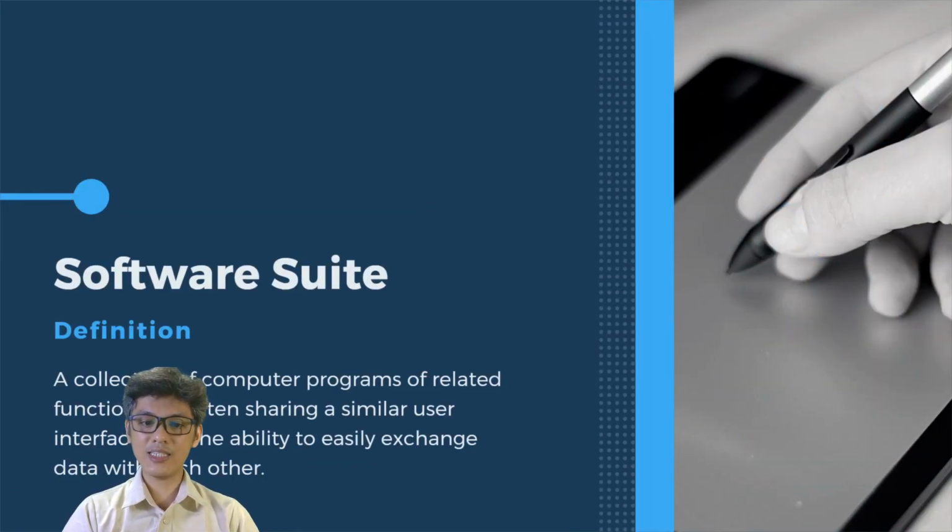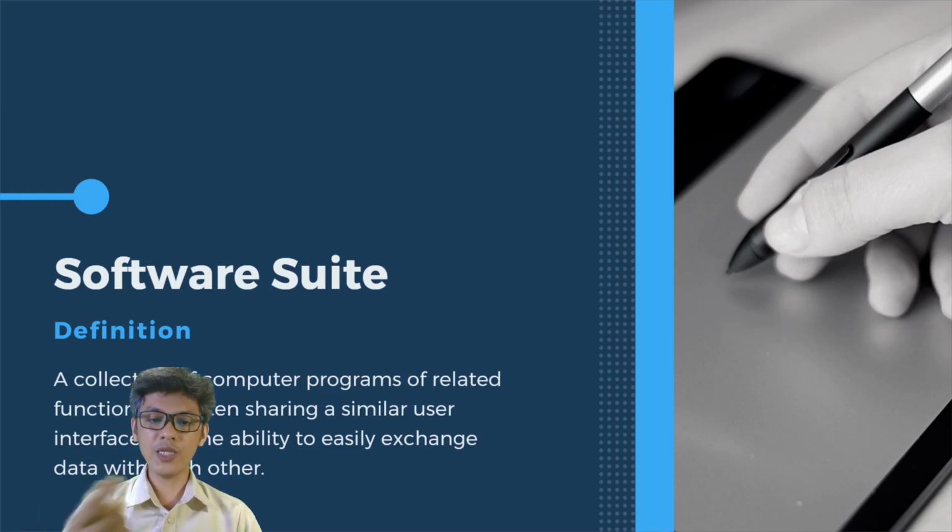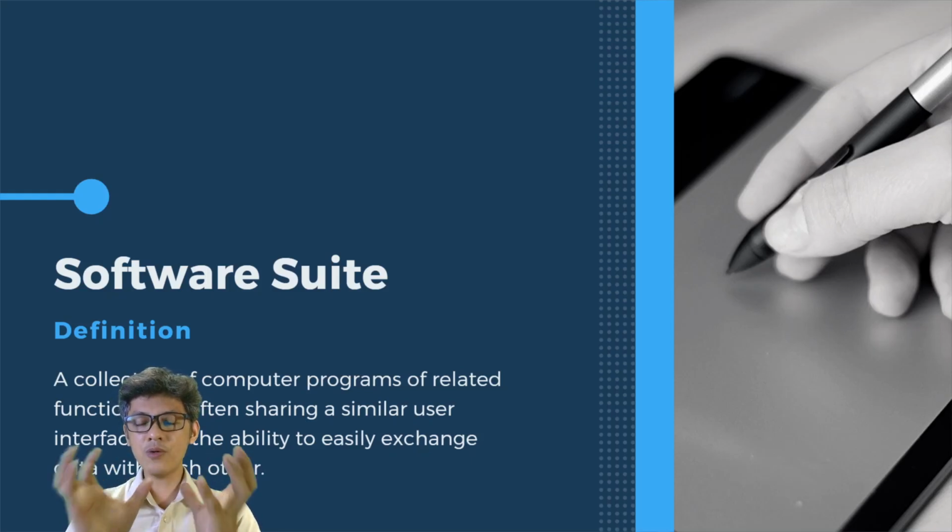Suite ang basa dyan. So, a software suite is a collection of computer programs. Para siyang bilao na may iba't ibang prutas ang nasa loob nito or iba't ibang pagkain ang nasa loob pero iisa pagkain. Pwedeng may apple, pwedeng may orange, iba-iba. Ganun din sa software suite. Isang programs, isang package, pero may iba't ibang program na nandun nakapaloob.